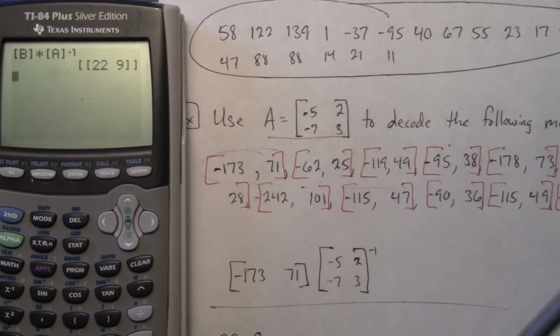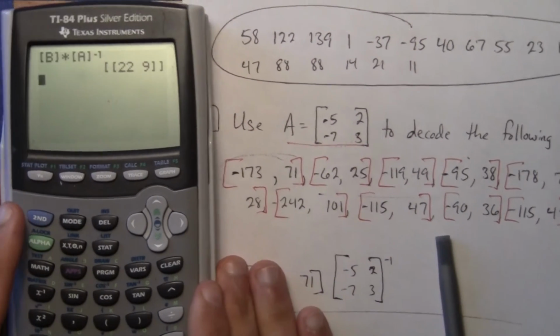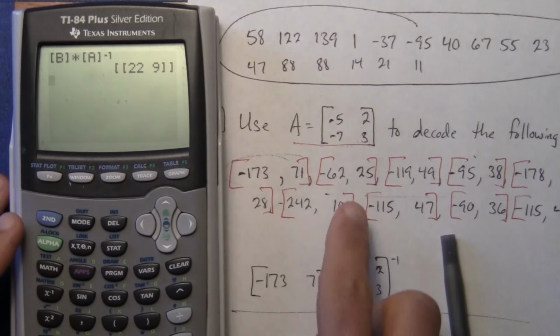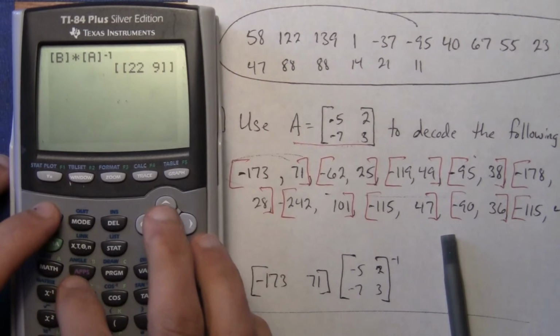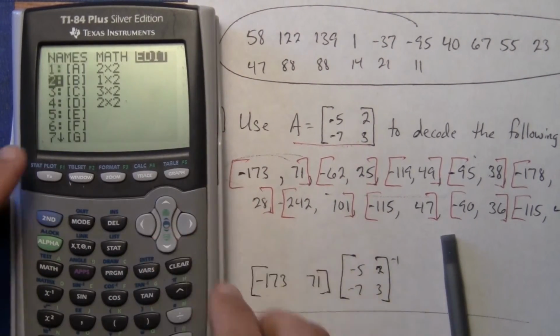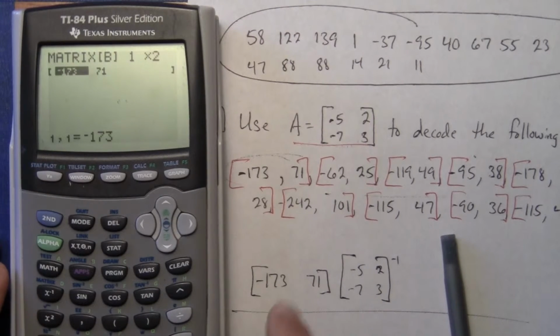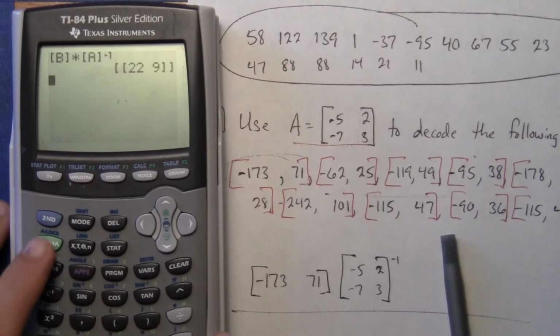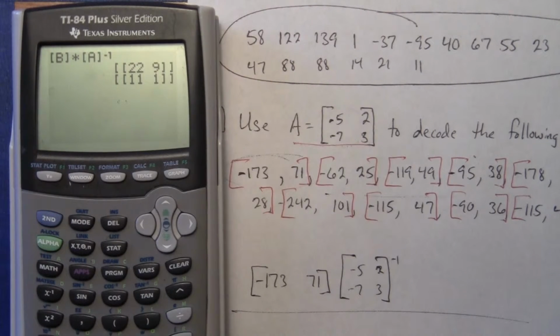And I'll do a couple of these. I won't go through and do the whole thing just because of how long it'll take, and it's basically doing the same thing over and over again. But go back into the matrix category. Remember that that's going to be stored for you, so it'll save you some time. Go to edit, edit matrix B. For the 1 by 2 now put negative 62 and 25. Back to the home screen, hit enter, you get 11, 1.